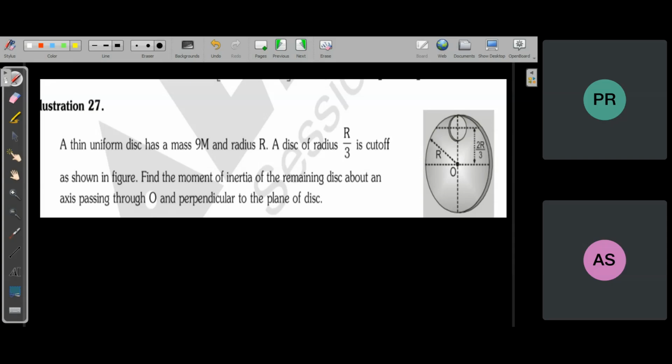Moment of inertia will not shift toward any point. Moment of inertia is not center of mass. It has nothing to do with what part is cut or added. It does not shift. It is always about the axis, and the axis can be anywhere, as given in the question. You have to find it about this axis. It is not center of mass that it will shift this side or that side. Whatever axis is given in the question, you have to find the moment of inertia about that axis.